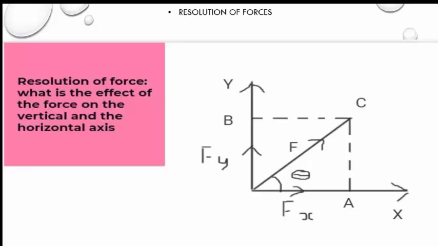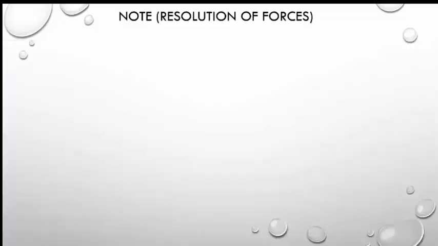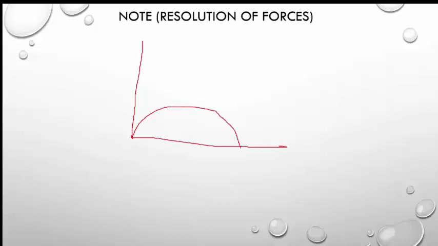How do we do resolution of forces? This is what we need to note. It's very important. This is resolution of forces. I'm assuming that my projectile is going in this way. This is my theta. So let's look at the resolution of forces. So this is my y-axis, this is my x-axis, and this is my theta.